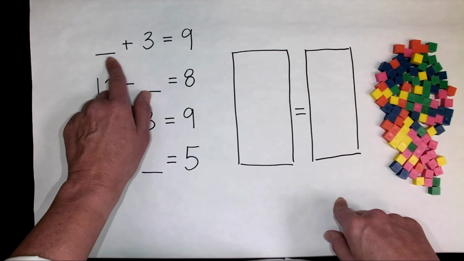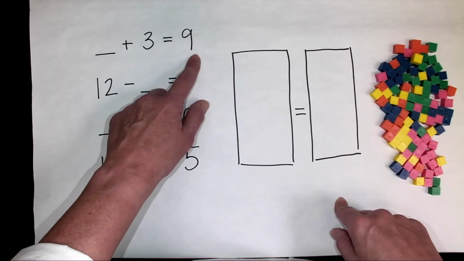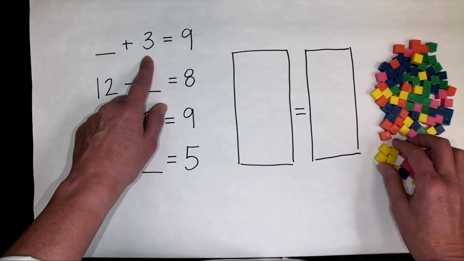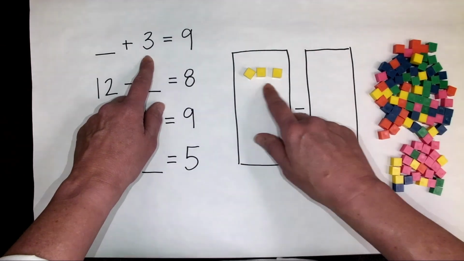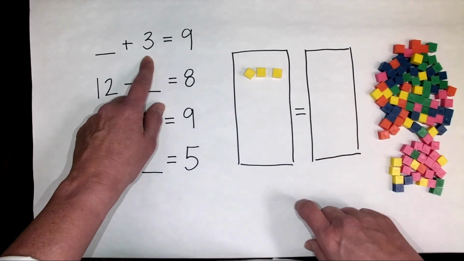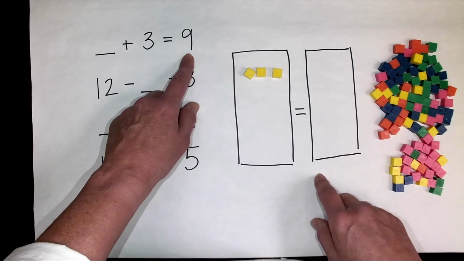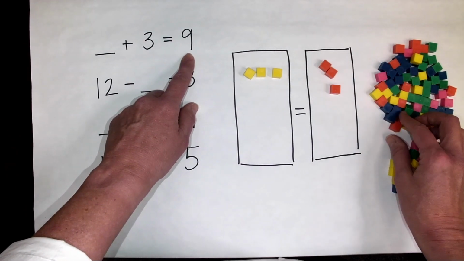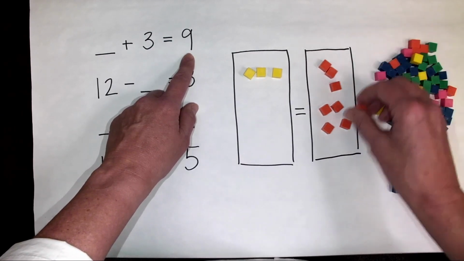So let's first focus on this addition equation here. Blank plus 3 is the same as 9. On this side of the equal sign, I know that I have 3. So I'm going to go ahead and choose 3 cubes right there, and I'm going to use the same colored cubes so it's really obvious that that's a set of 3. But then on this side of the mat, I have 9. So I'm going to go ahead and show 9 over here. There's 1, 2, 3, 4, 5, 6, 7, 8, 9.